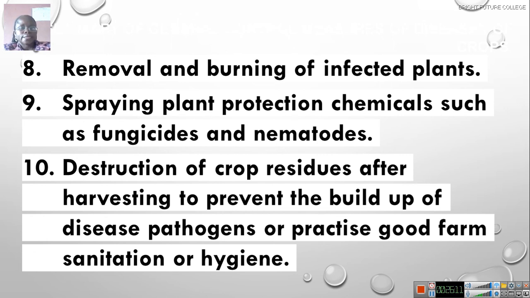And number 10, destruction of crop residues after harvesting to prevent the buildup of disease pathogens, or practice good farm sanitation, or you call it hygiene. That is another control measure.